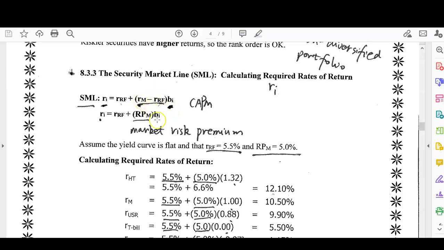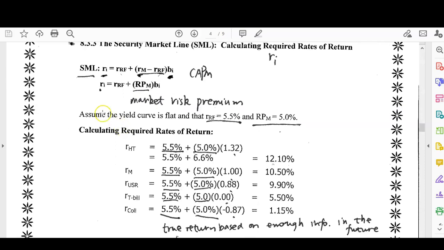So we replace this difference in the bracket, Rm minus Rrf, by RPM, which represents market risk premium, RP, risk premium of M, market. We can use MRP to stand for market risk premium. We can also use RPM. This is exactly the same model as CAPM, but we call it security market line because we're going to draw the line for different stocks in the market.